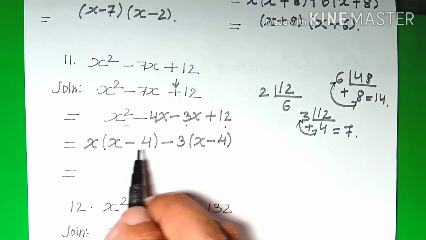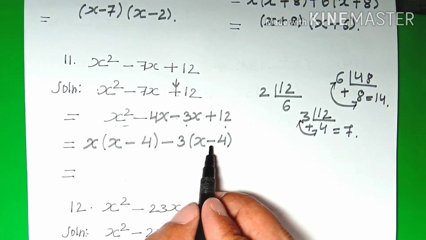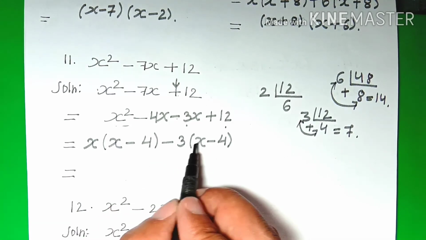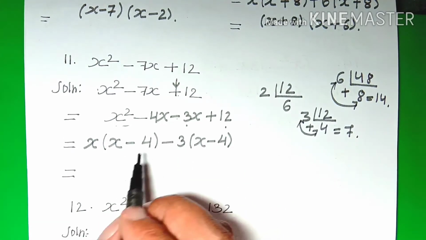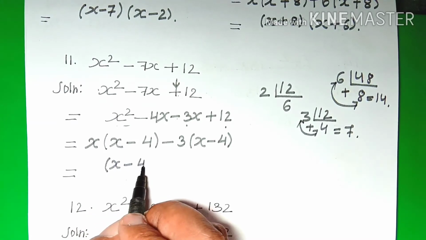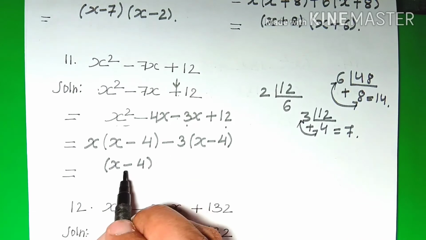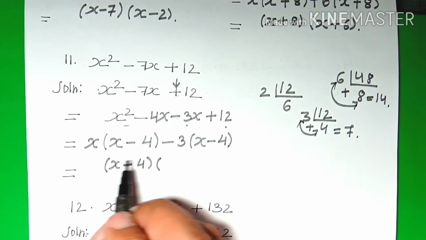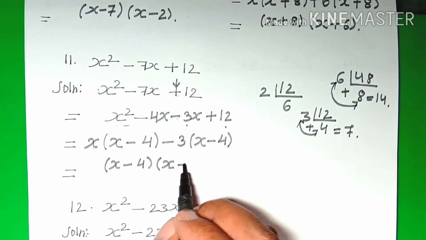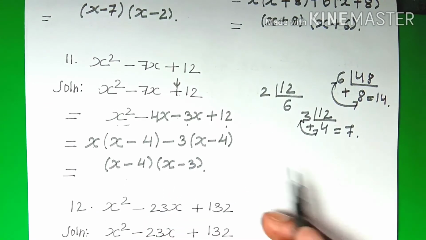If you fail to get these two factors equal, that means a different factor, then make sure that you recheck your steps. So we can see here the factor x minus 4, which is a common factor. So you'll have to take only one. After that we collect x and here minus 3.